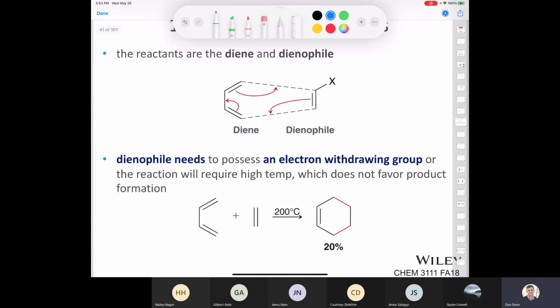All right, now I already told you what a diene and a dienophile is, right? The diene has the 2 double bonds and they're conjugated. But it says here that the dienophile needs to possess an electron withdrawing group or the reaction is going to require a really high temperature, which doesn't favor the product formation. So if you just take 1,3-butadiene and ethylene and you heat them up, you can form some cyclohexene, but it's really low yielding. It's not a very useful reaction. 20% yield doesn't sound like a day at the beach or anything, right?